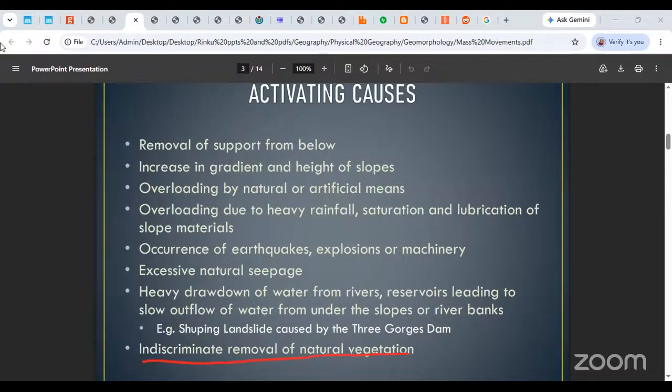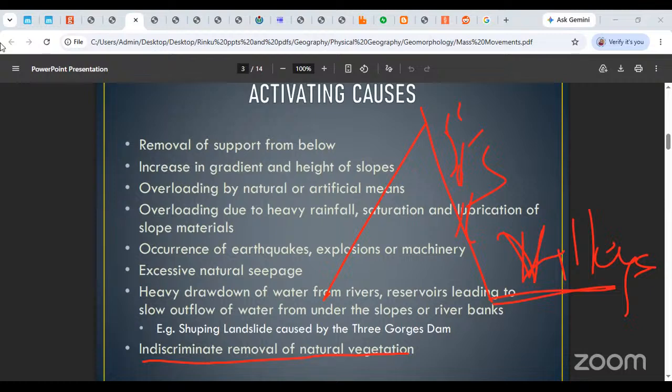The reason was indiscriminate removal of natural vegetation. If you see the photographs of Malin before, you will notice that if this is the village at the bottom, the hill had a lot of trees over here, okay? The hill had good vegetation on top. What do trees do with the soil? They keep on holding the soil, okay? They keep the soil in place. They do not let the soil move. They will keep the soil rooted in its place, okay?